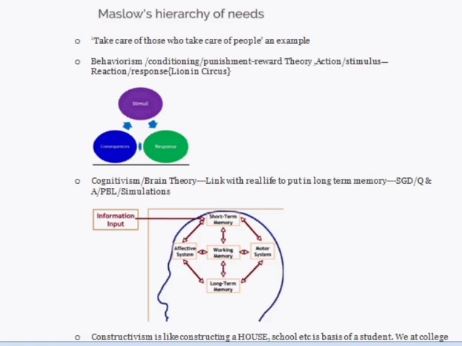That is like a lion in the circus who receives a stimulus and then there is a response and there is a consequence, as a result of which consequence the stimulus is regenerated.